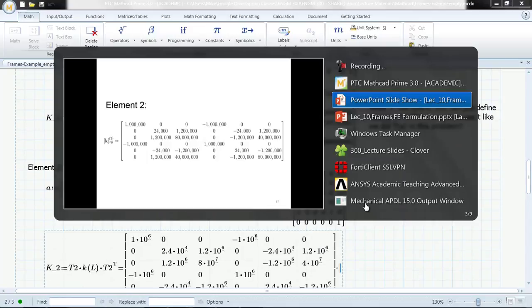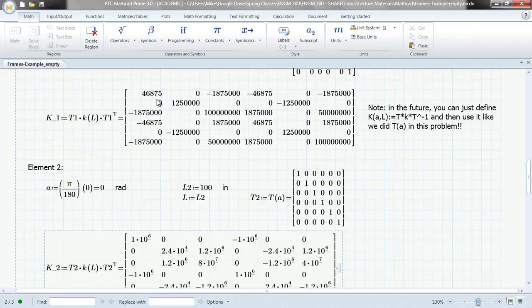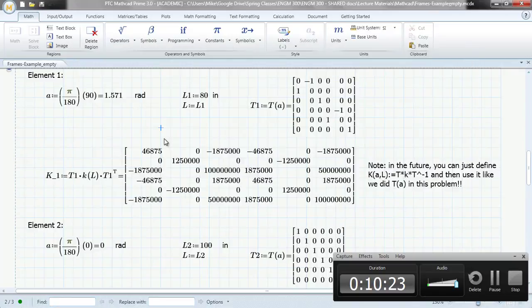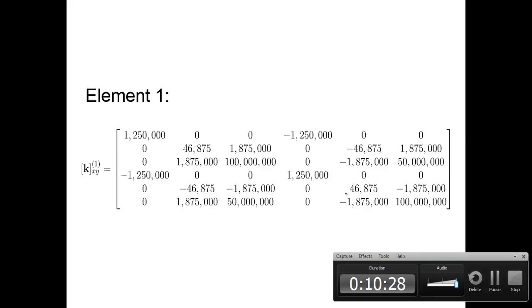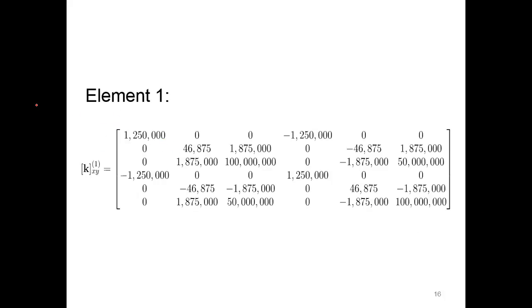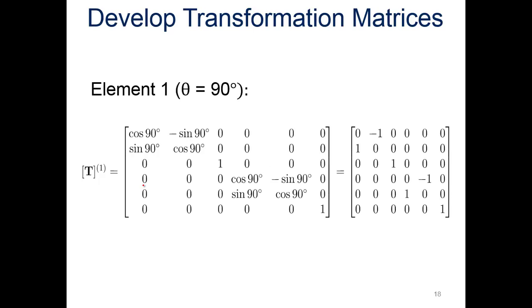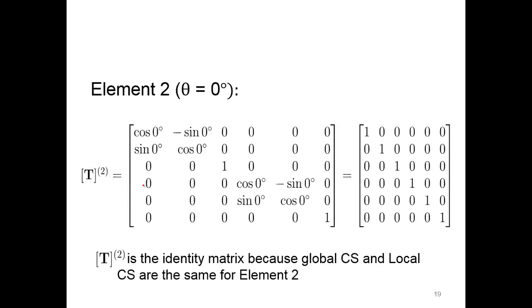All right, so let's go back and check here. So element 1, we got 1.25. We don't have 1.25 here. Well, that's interesting. What do we got going on here? Oh, we got transform version. Where's the transform version? There we go. So there's 90 degrees for the transformation matrix, 0 degrees for element 2's transformation matrix. And so, yep, as I talked about, there's the identity matrix.